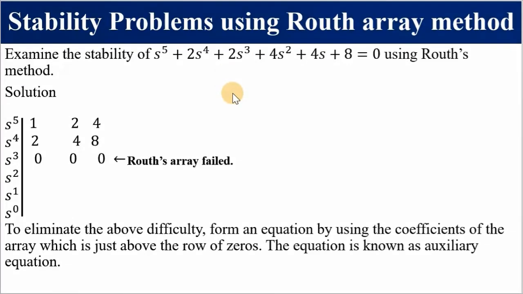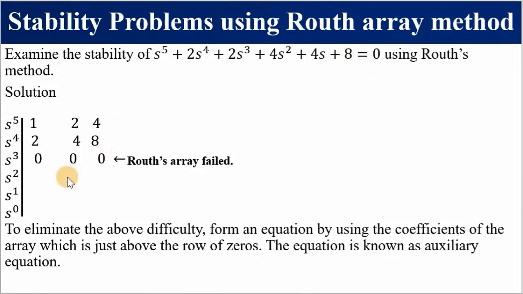Problem on a Routh-Hurwitz criterion, and the question goes: examine the stability of s to the power 5 plus 2s to the power 4 plus 2s to the power 3 plus 4s squared plus 4s plus 8 equals 0. This is a characteristic equation. A0, the coefficient is 1, A2, the coefficient is 2, A4, the coefficient is 4, A1, the coefficient is 2, A3, the coefficient is 4, and A5, the coefficient is 8.